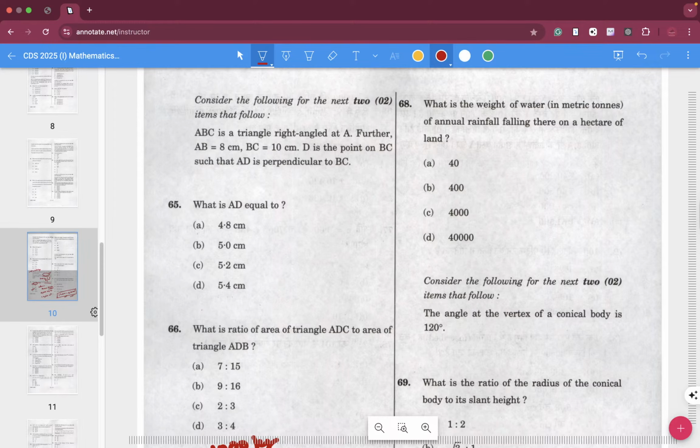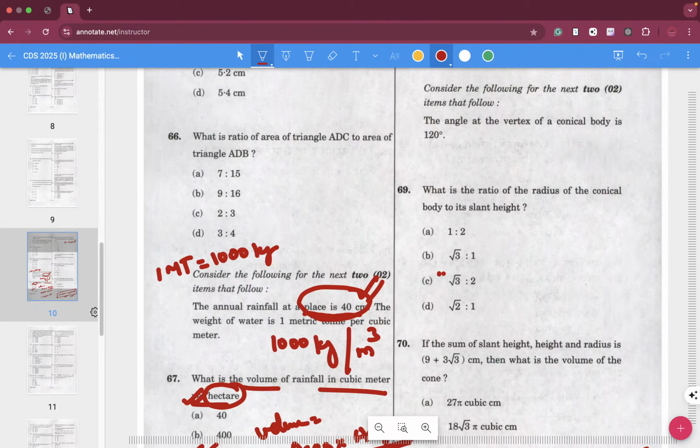From the same set of questions, we know from the previous question that volume is equal to 4000 meter cube. So what is the weight of water in metric ton? They are asking what is the weight of water in metric ton.